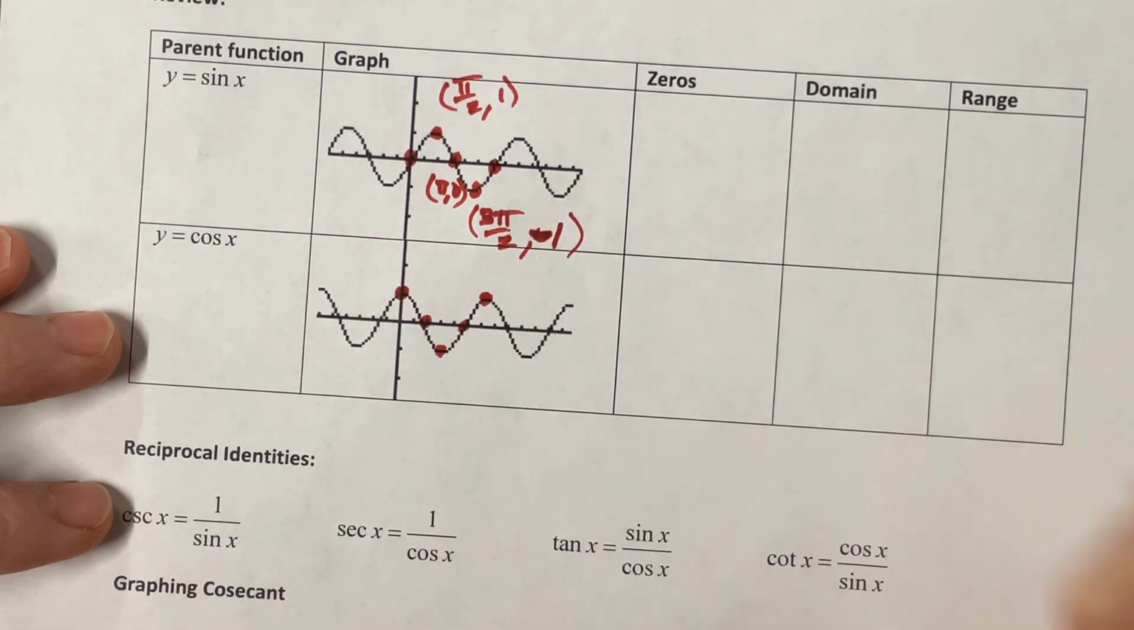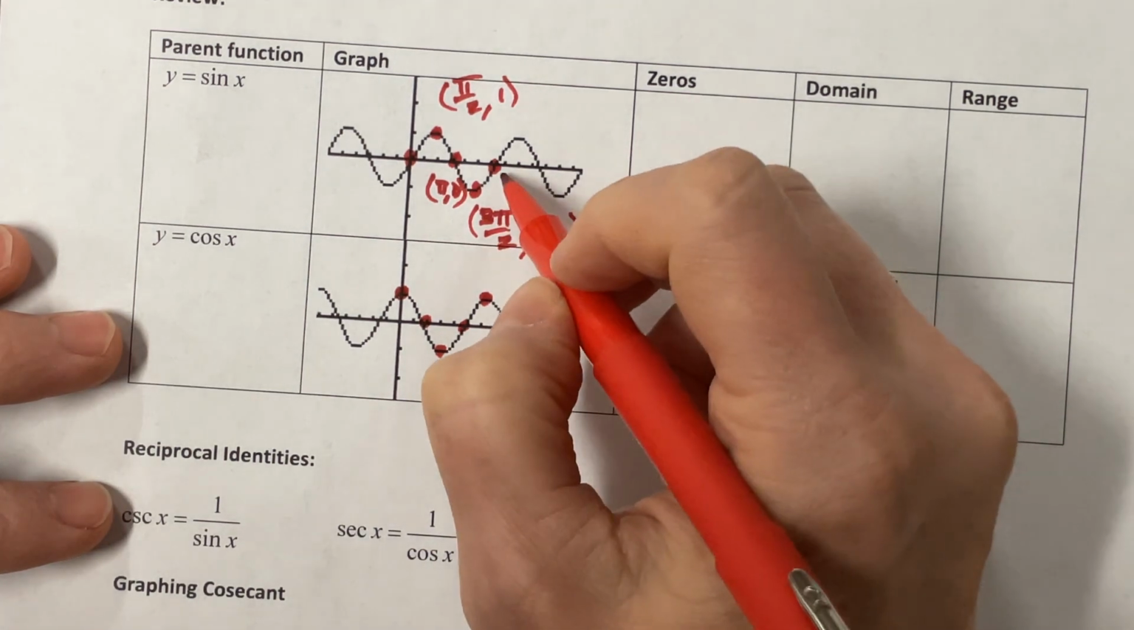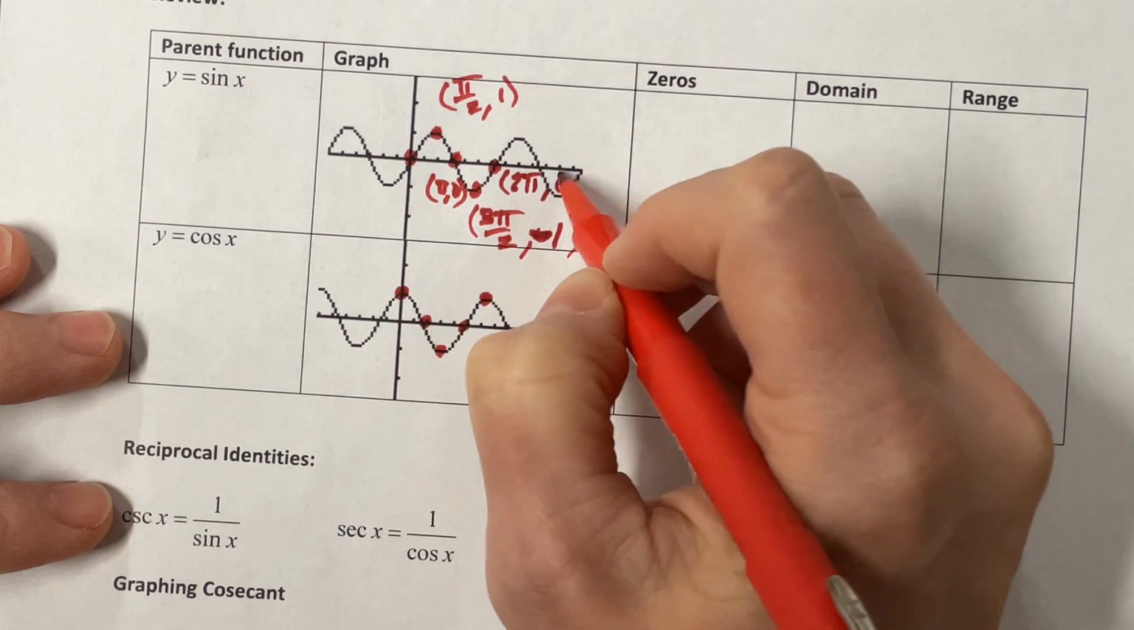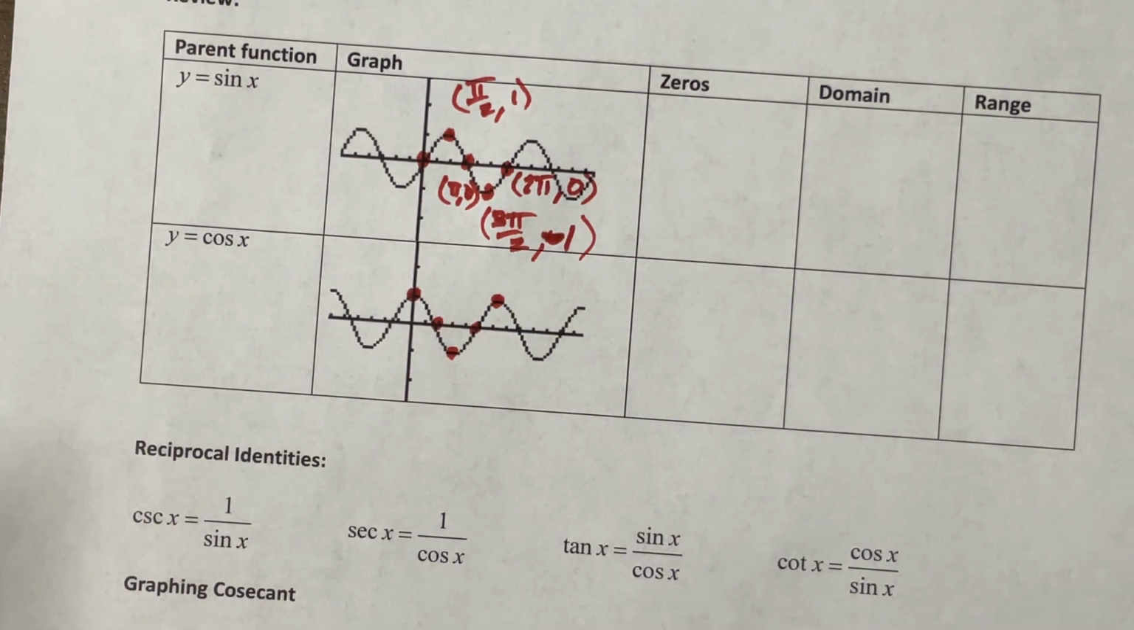Oh my goodness, it's first day back after Christmas break. And then this last point here is 2 pi, comma 0. That looks kind of terrible, so hopefully you remember what we're doing.